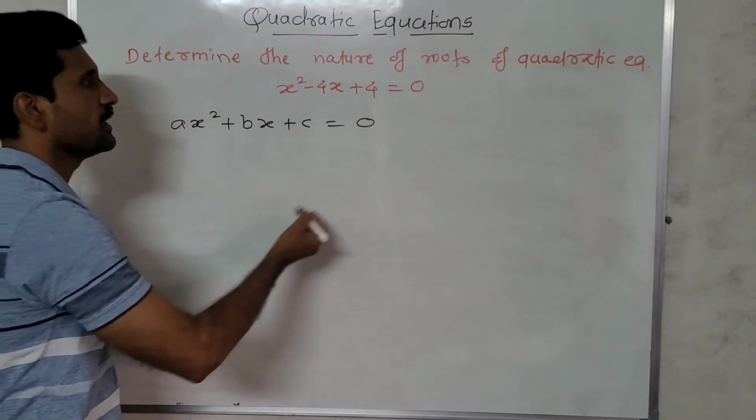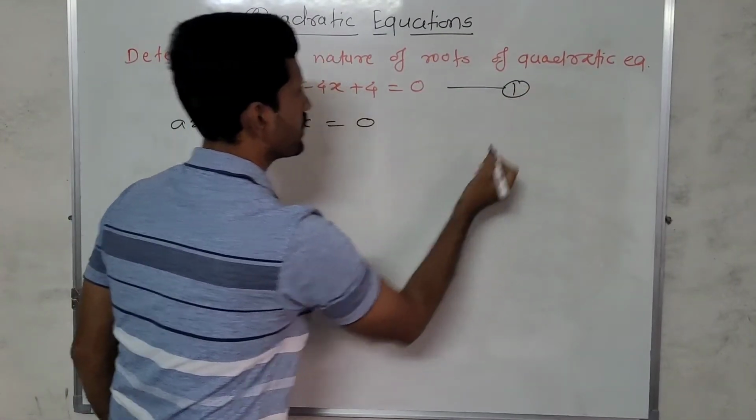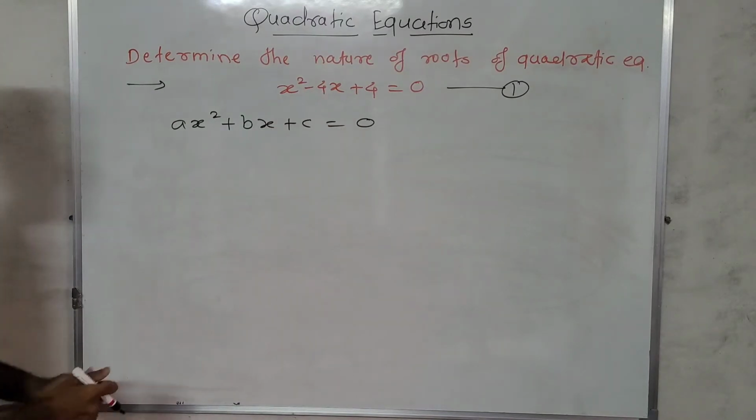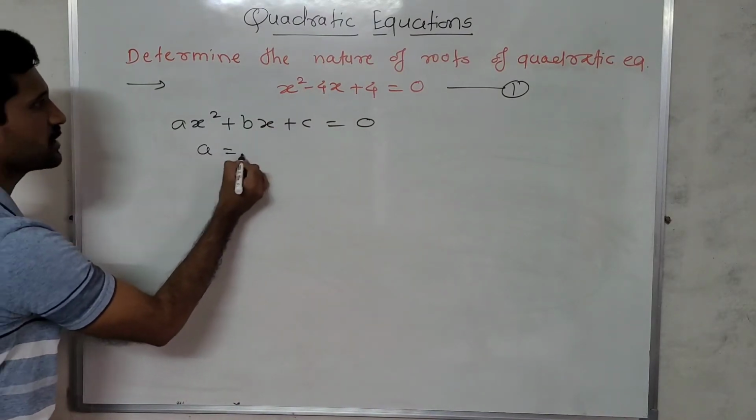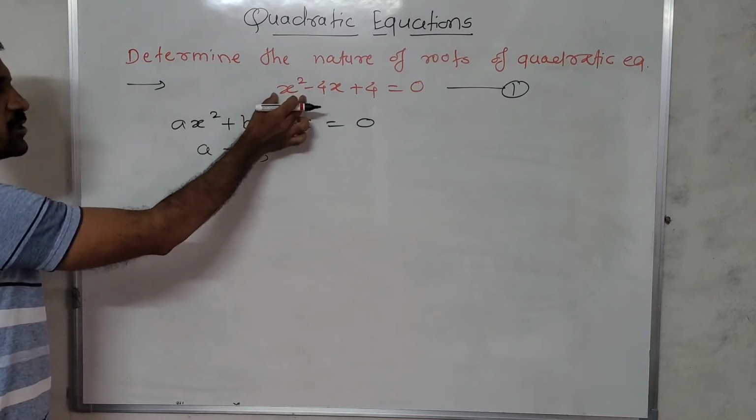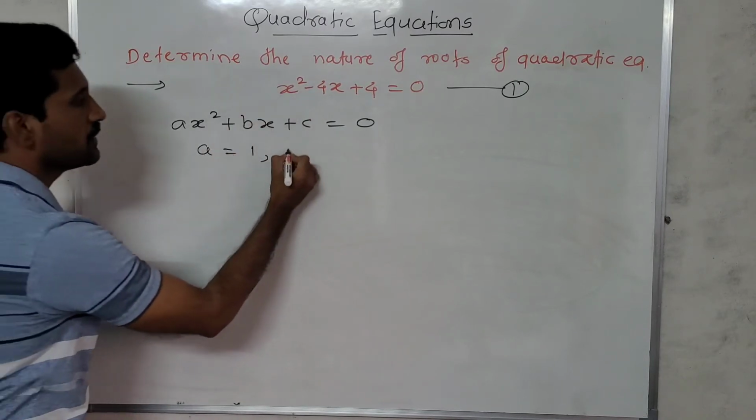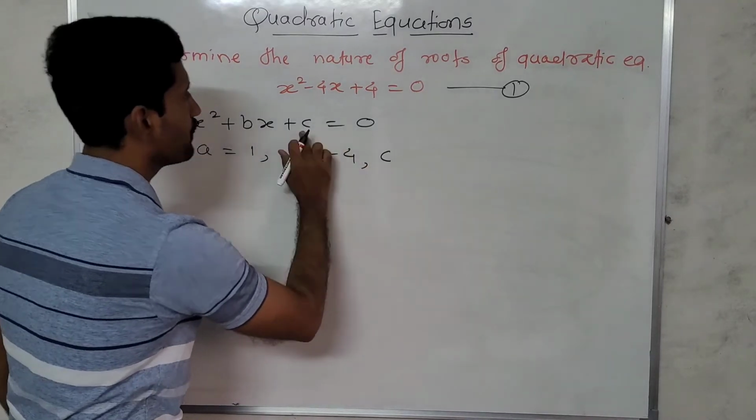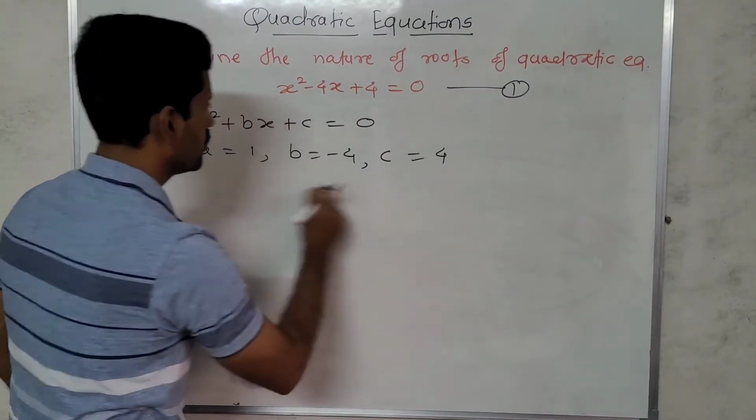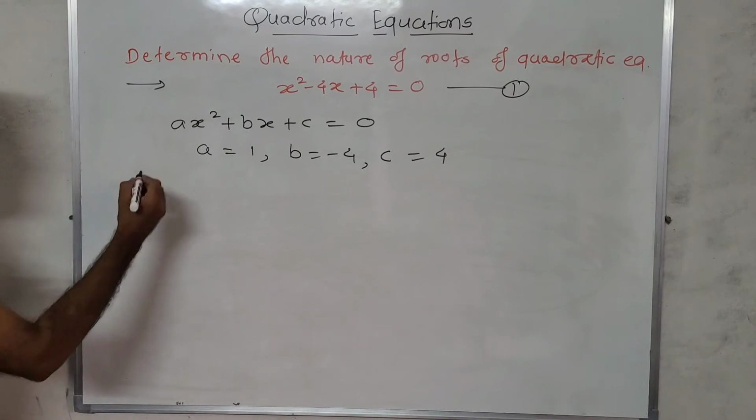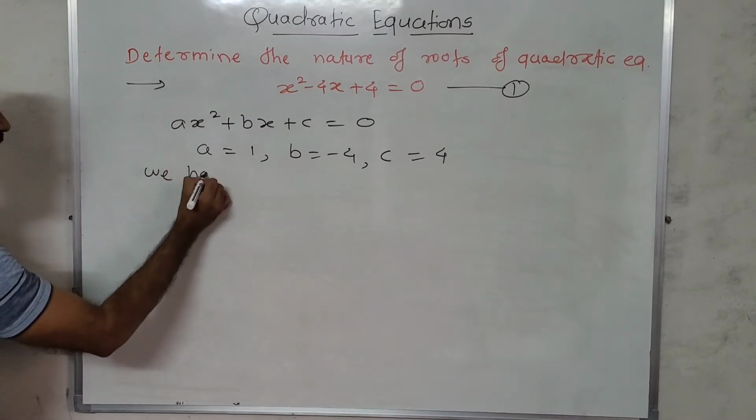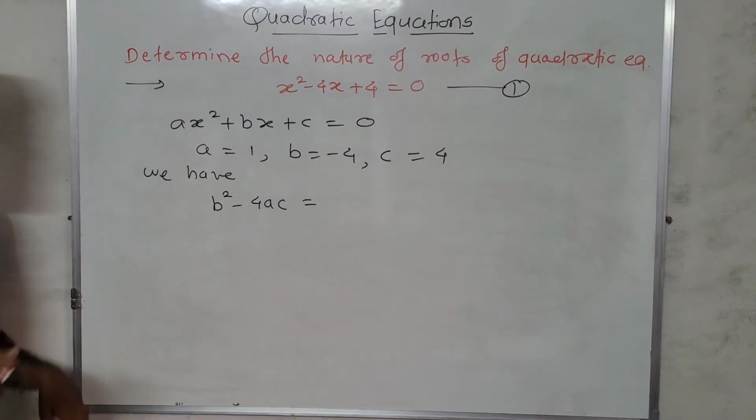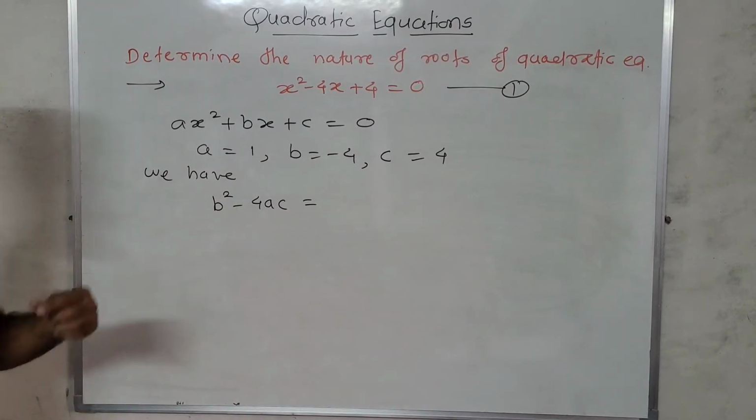So to do this, let us have this equation as equation number 1. And if we compare this equation with the general form of quadratic equation, then we get a is equal to 1, as the coefficient of x square is not given, so it is 1. Then the value of b is minus 4, and c is equal to 4. So these are the values of a, b and c. Now from these we have to find the value of b square minus 4ac, which is the discriminant.